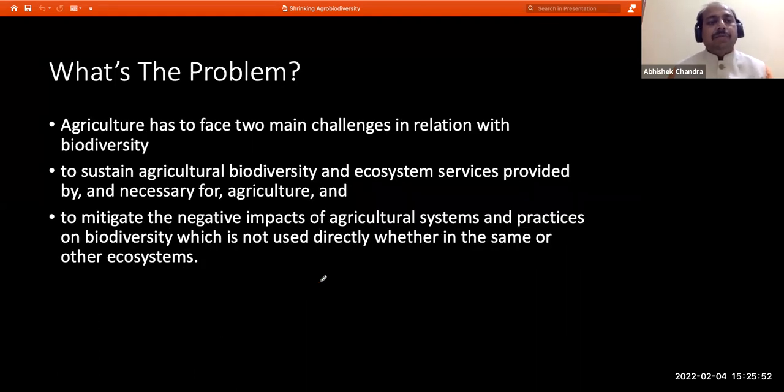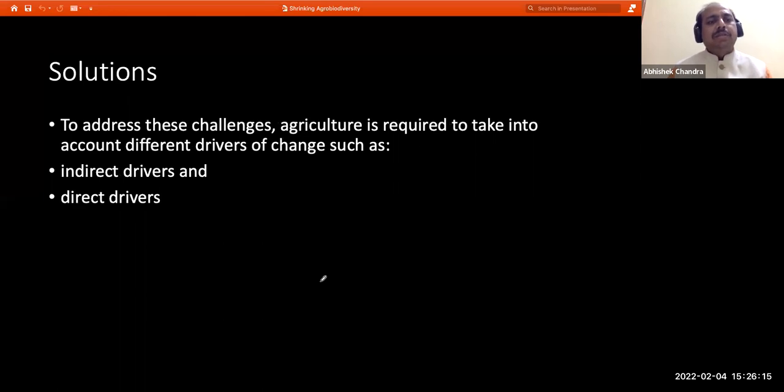And what are the problems? Agriculture has faced two main challenges in relation to biodiversity: to sustain the agro-ecosystem services provided by agriculture, and to mitigate the negative impact of agriculture systems on agro-biodiversity. So this is the solution. We take the direct drivers and indirect drivers. Both are involved, and in this case we take the direct and indirect. What are the direct?